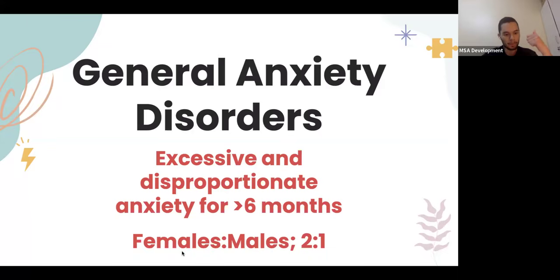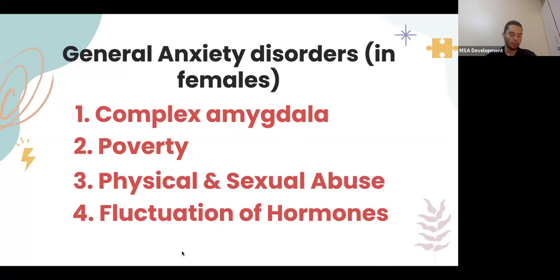One, there's a complex amygdala. Okay, so yeah, the limbic system is more... So a complex amygdala. Then they're more prone to poverty, they're more prone to physical and sexual abuse, and finally, their hormones. Fluctuation of the hormones leads to female patients being more prone to have general anxiety disorders.